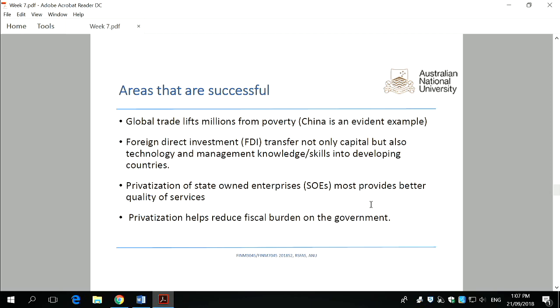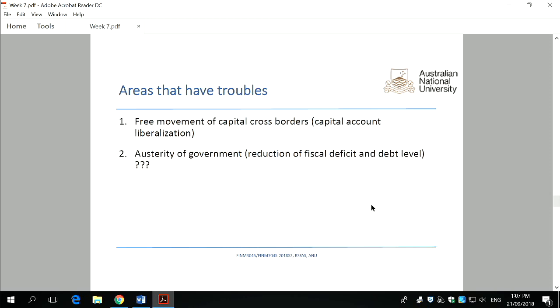Now, what are the areas where neoliberalism has failed or has trouble in most countries? The first one is the free movement of cross-border capital. We have mentioned many times, right? That will eventually, not in all cases, but it will impose a very high risk of capital flows that cause currency crisis.